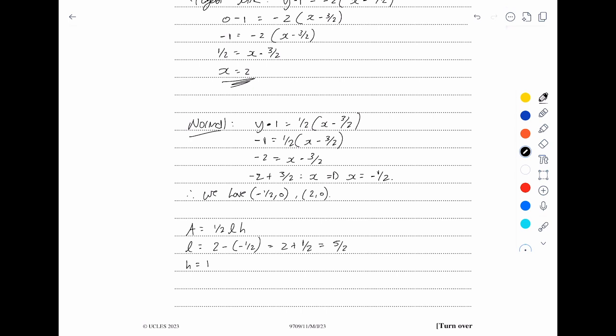So great. Now we've got height and we have base. Simply plugging this into the equation, we get a half times 5 over 2 times 1, which equals 5 over 4.